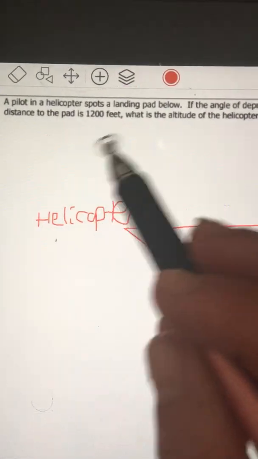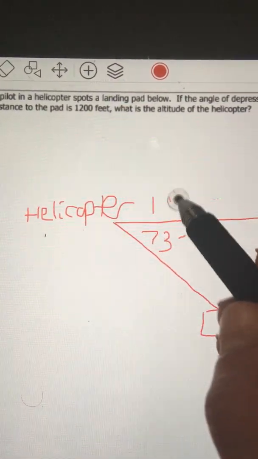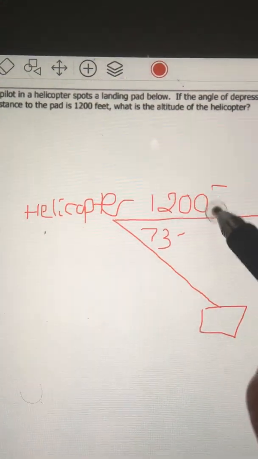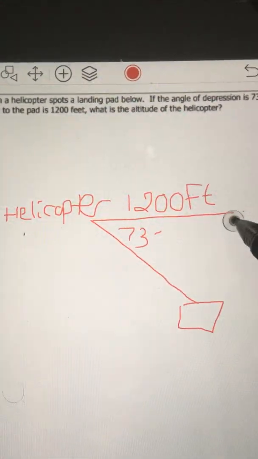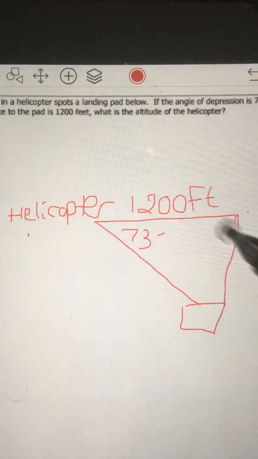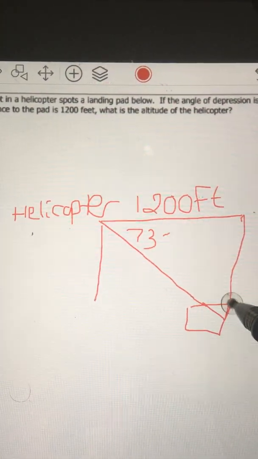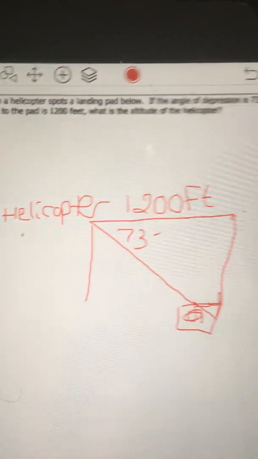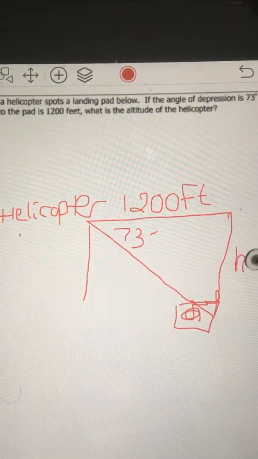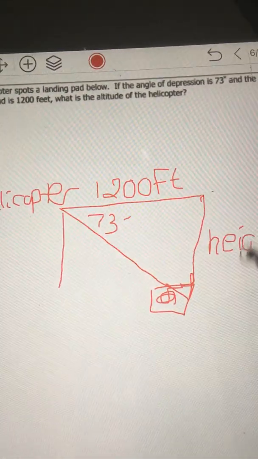The horizontal distance is 1,200 feet. So the horizontal line is 1,200 feet. We want to know how high the helicopter is flying. So basically this height and this height over here in the triangle, I know it's not perfect, but this height will be the same. So we want to figure out this height. Altitude just means height.